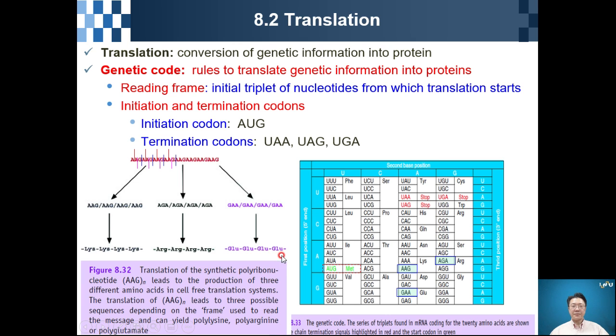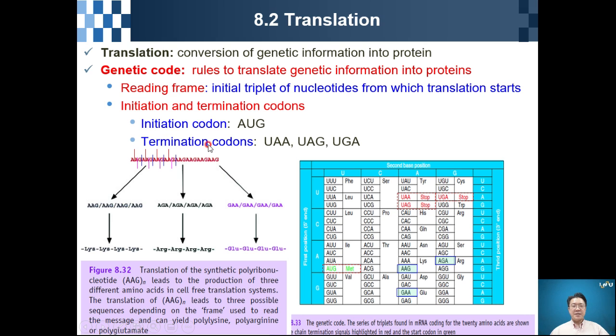Okay, so we have to know the reading frame. Once again, reading frame is the initial triplet of the nucleotides from which translation starts. And also we have to know the initiation and termination codons. The initiation codon is AUG. AUG is the initiation codon, and AUG encodes methionine.